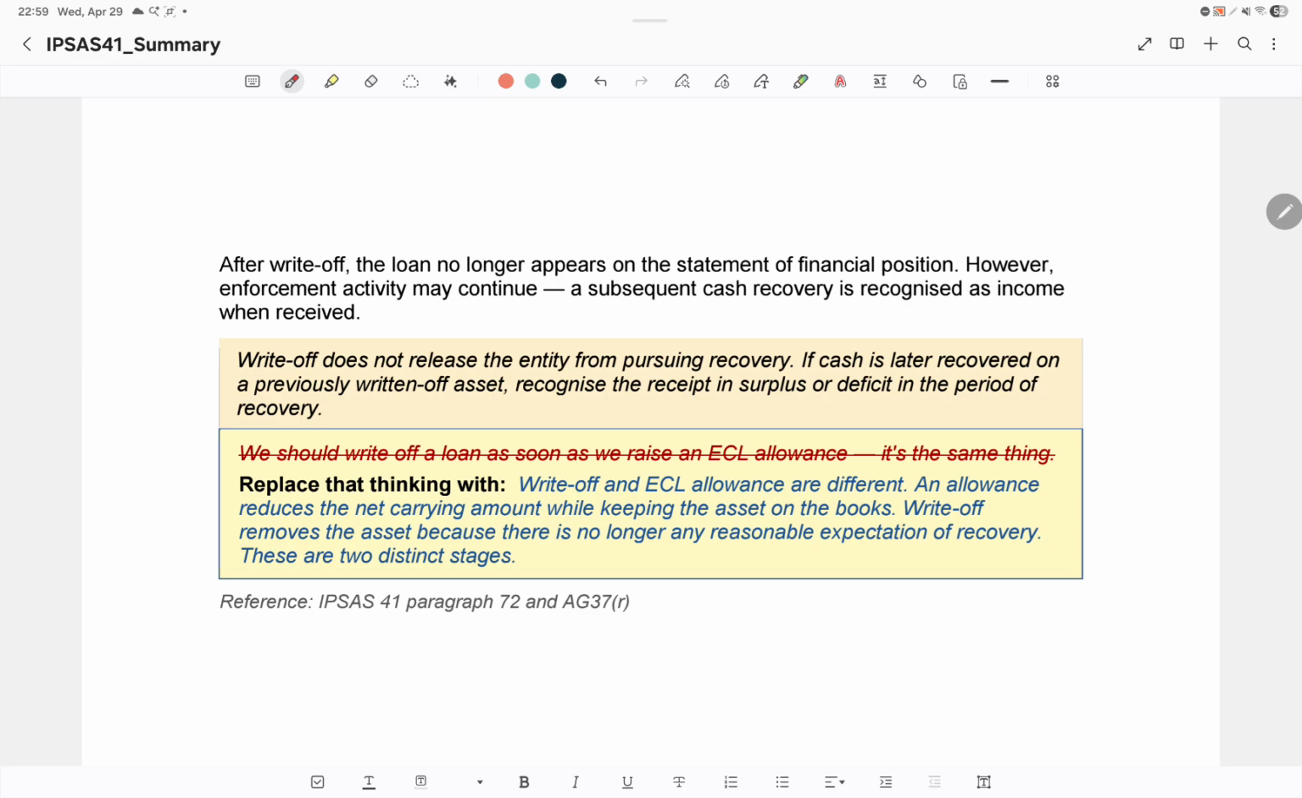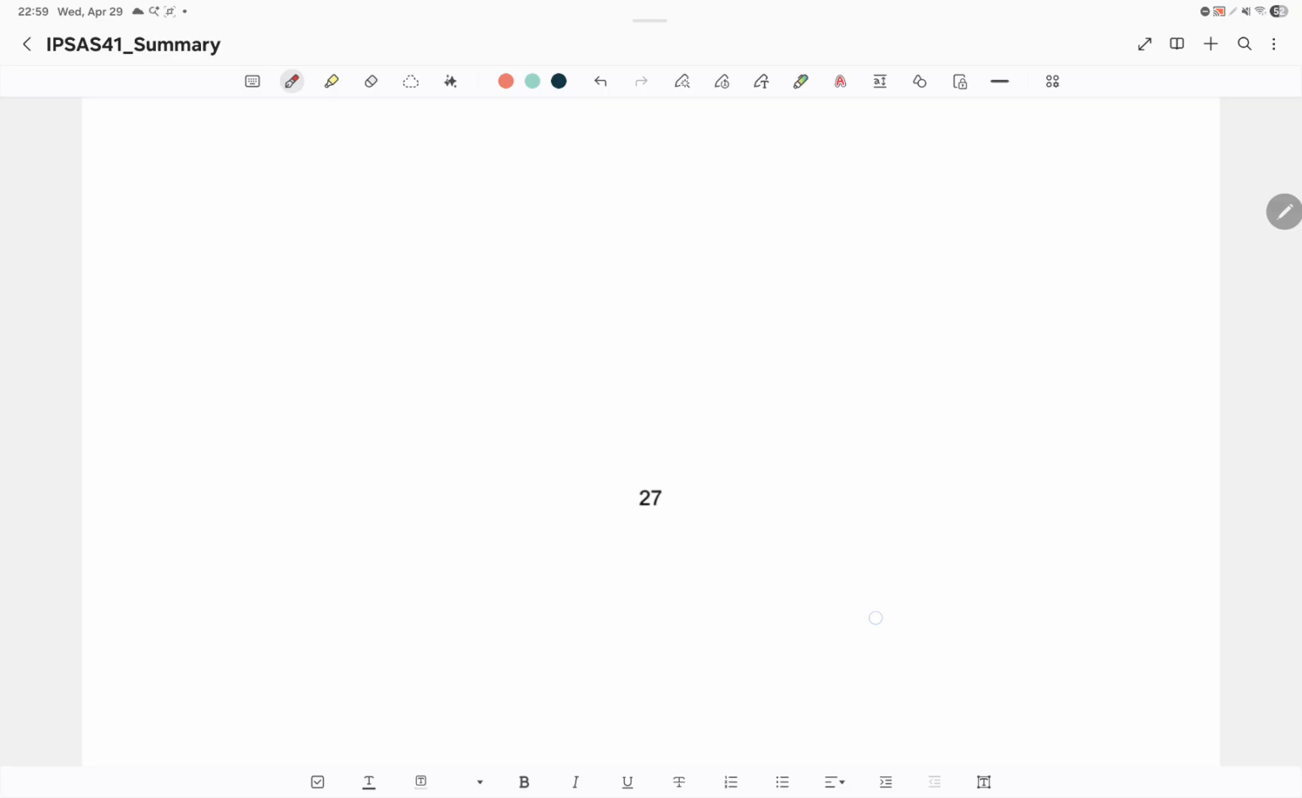Write-off and ECL allowance are different. An allowance reduces the net carrying amount while keeping the asset on the books. A write-off removes the asset because there is no longer any reasonable expectation of recovery. These two are distinct stages.